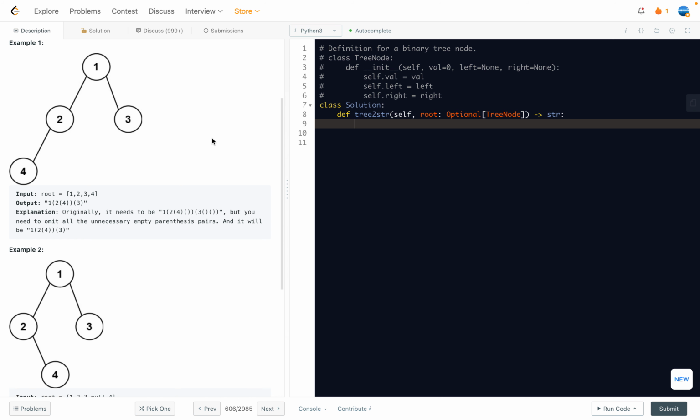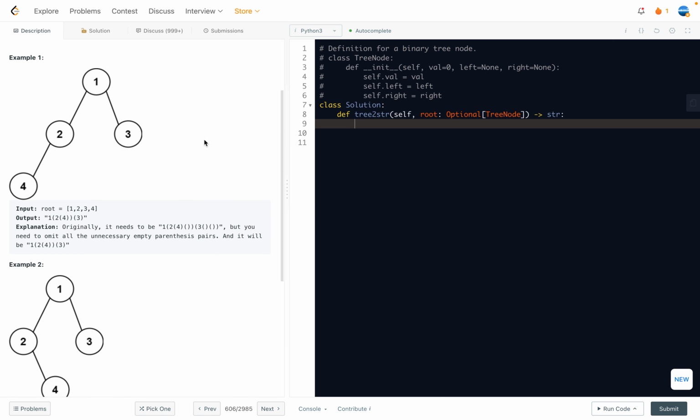So here, if you look at the examples, you see we have a tree. Especially look at this subtree rooted at 2. It has a left subtree, 4, right? But they do not have a right subtree. So we don't need to include empty parentheses.